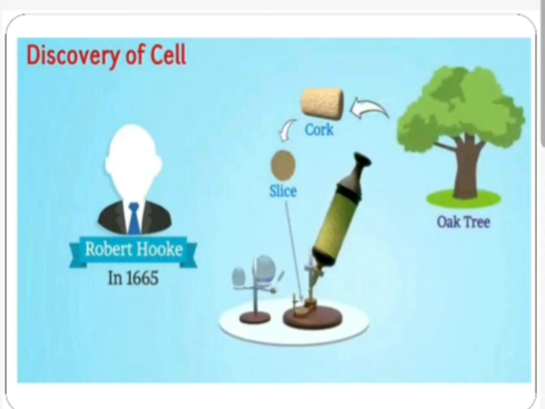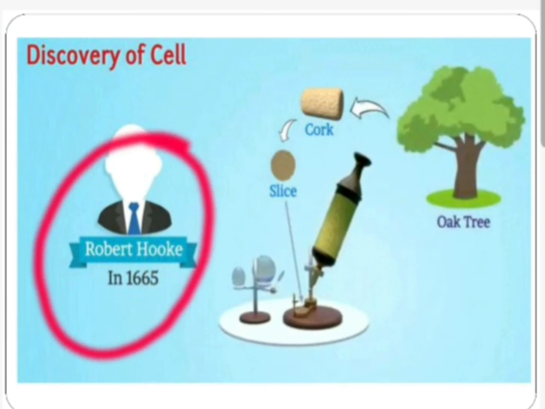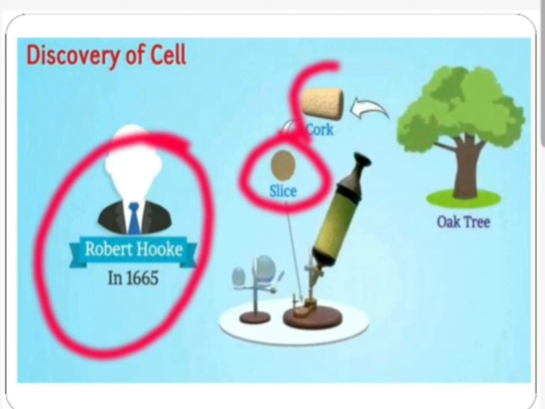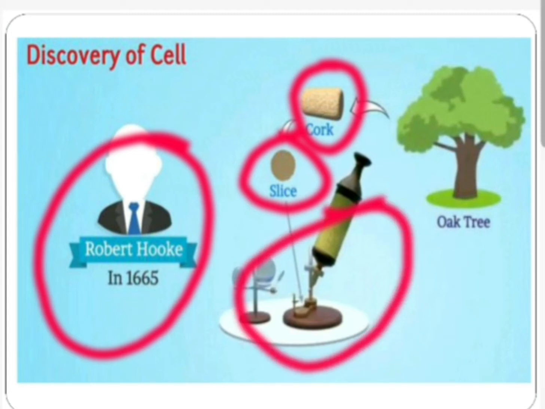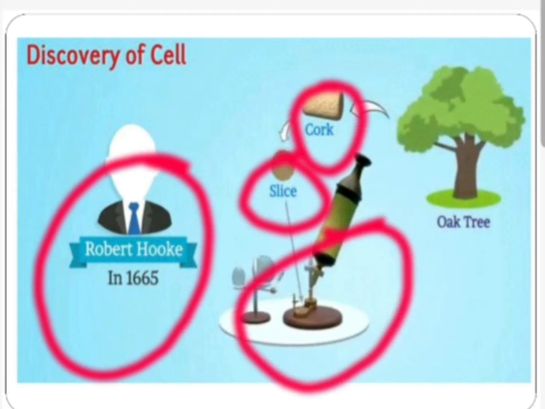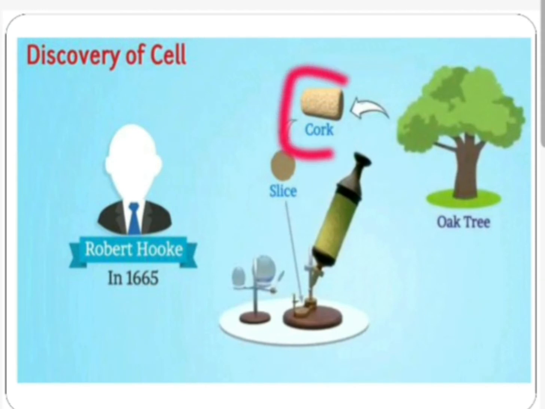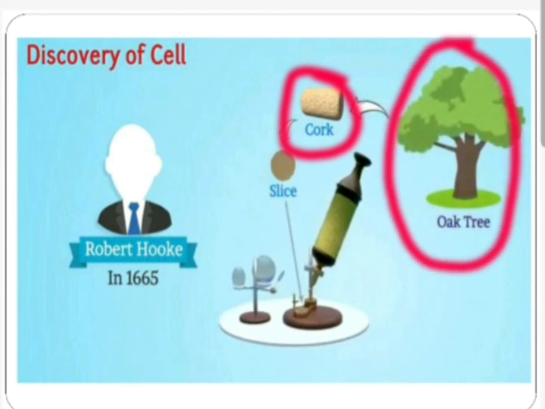Robert Hooke in 1665 observed a slice of cork under a simple magnifying device. Cork is a part of the bark of an oak tree.